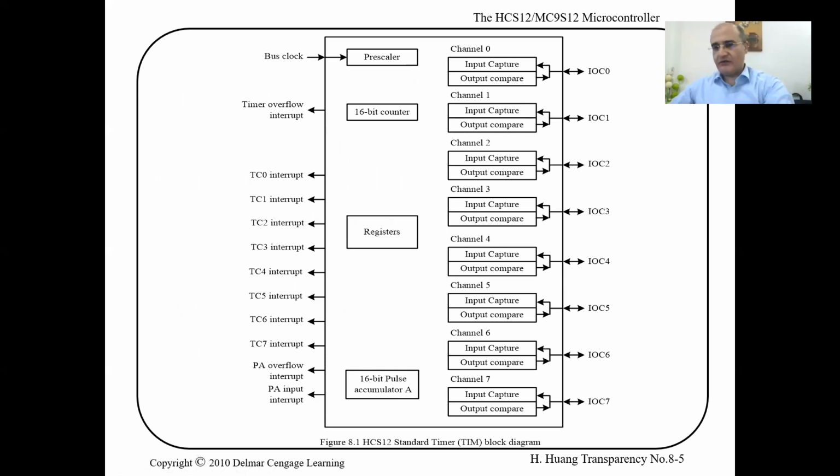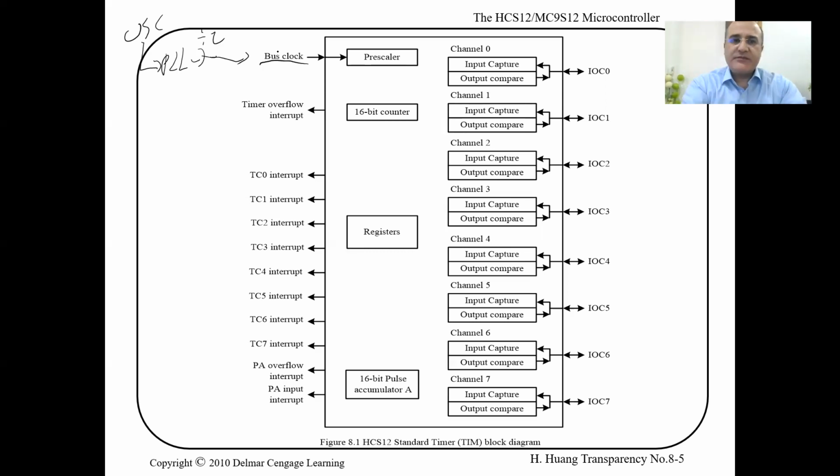So this is a general block diagram of the HCS12 timer module. First, everything here is based on the bus clock. The bus clock could be directly coming from the core clock divided by 2. It can come from the oscillator directly, or the oscillator through the PLL, divided by 2.